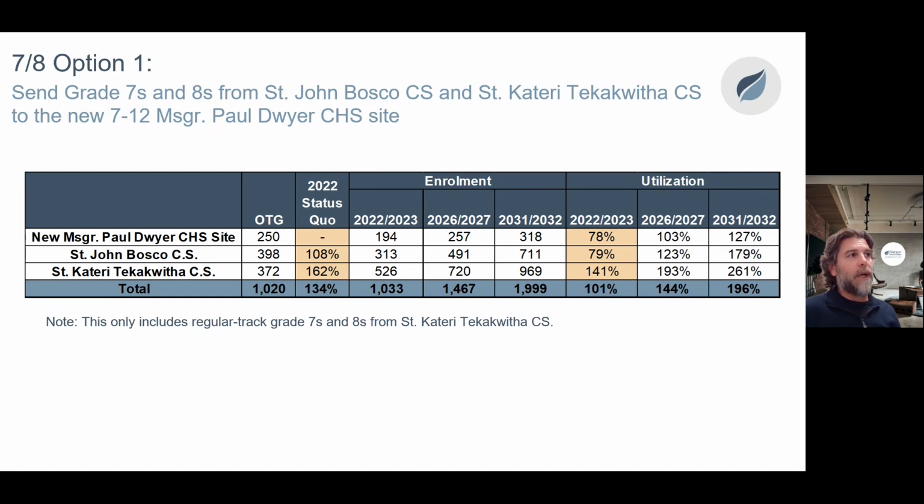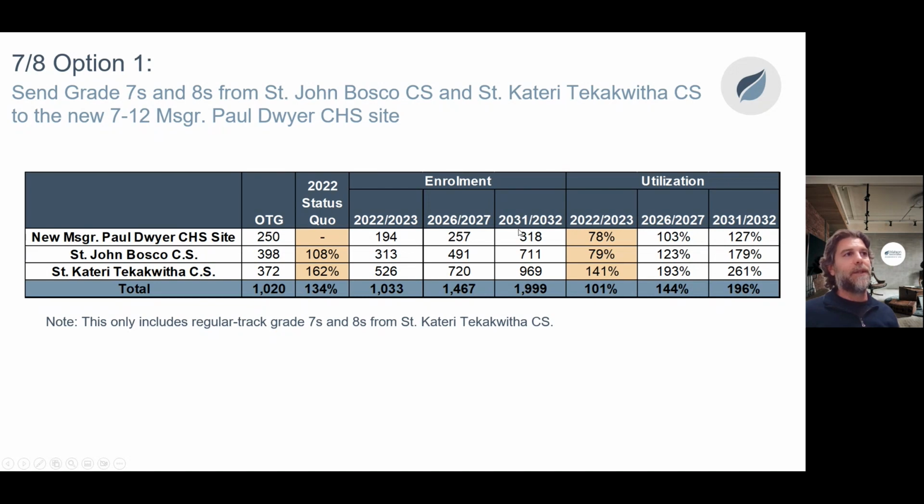So what does it do? Well, it seems to fit fairly well in the short to midterm. Right now, there's about 194 grade 7 and 8s from those 2 elementary schools that you can see here. And then that increases as that growth comes online that we spoke about, up to a little over 250 by 26-27. So a little bit over that 100% utilization.